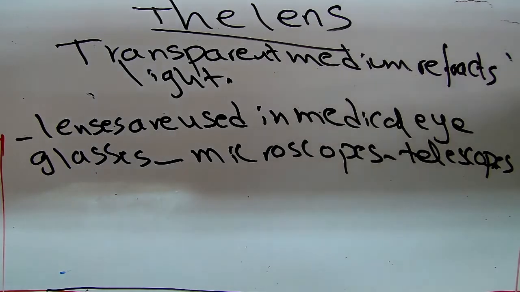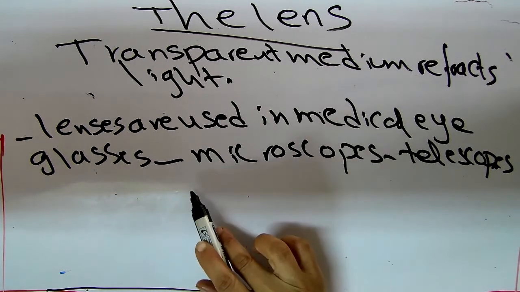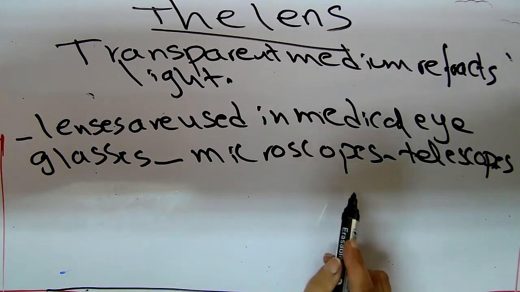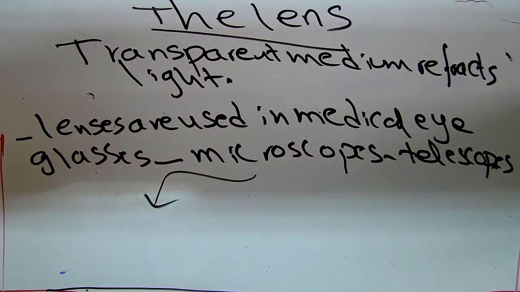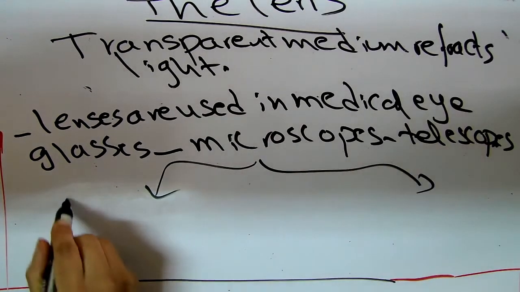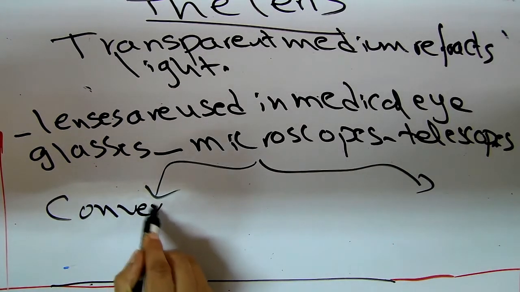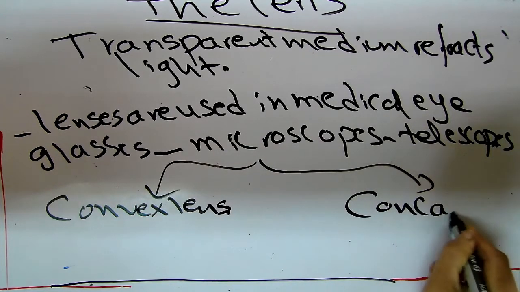Lenses. A lens is a transparent medium that refracts light. Lenses are used in medical eyeglasses, microscopes, and telescopes. The types of lenses: number 1, convex lens; number 2, concave lens.